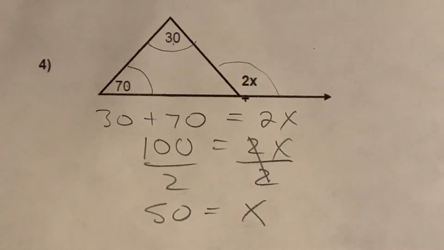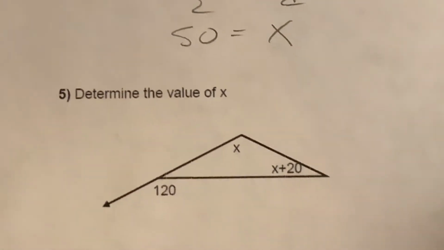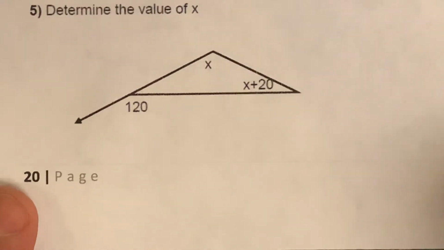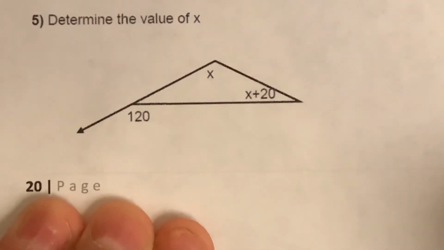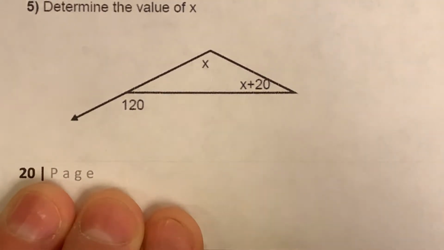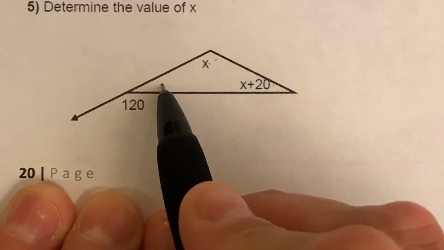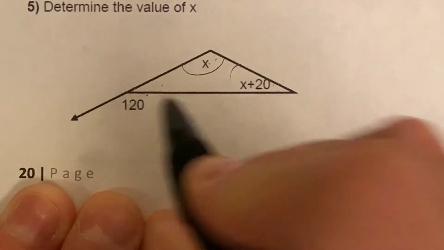They're kind of fun. All right, let's do one more on this page, and we'll do a couple on the other page, and then we'll have you start working on your homework. All right, we got here. Again, look at remote interior angles, and that's not it. So these two together equal this one.